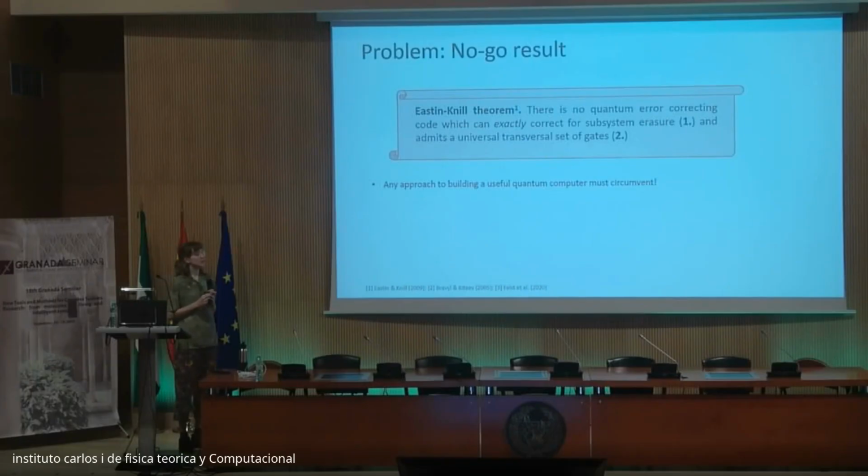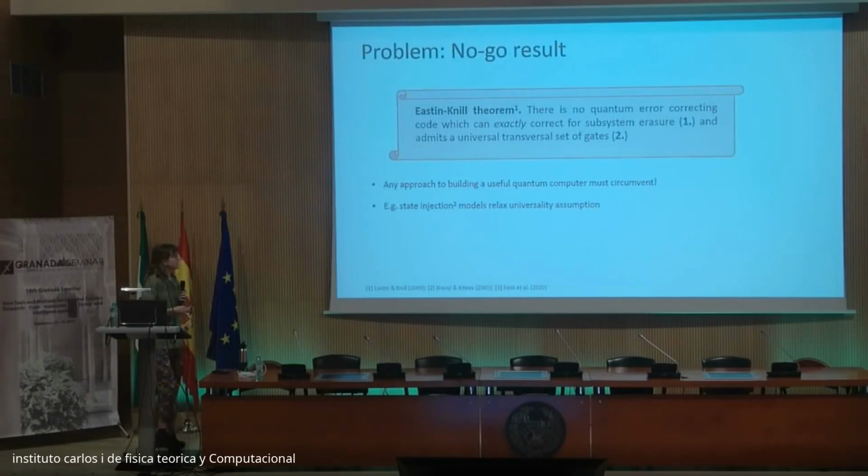And so quite often when you have a theorem, the interesting things to look at are what are the implicit assumptions in this theorem that will allow me to get past this. And so there are a number of different options, and I'd say probably the most prominent one at the moment is called a state injection model, where they relax the assumption that you have a universal transversal set of gates. So you restrict yourself to transversal gates that implement a discrete subgroup of the unitary group, typically a Clifford group, and you upgrade to universality by injecting in a special class of states.